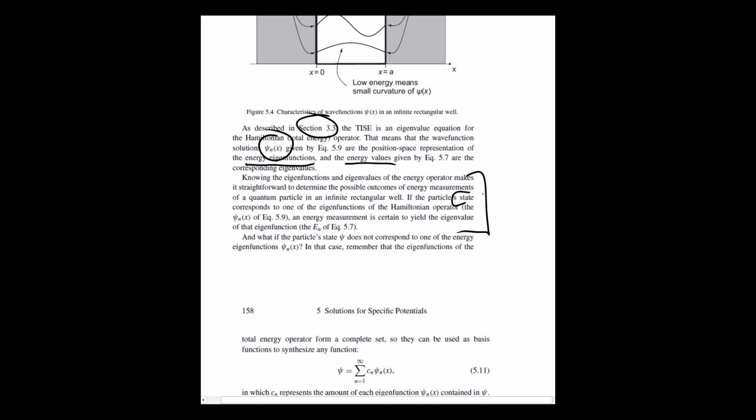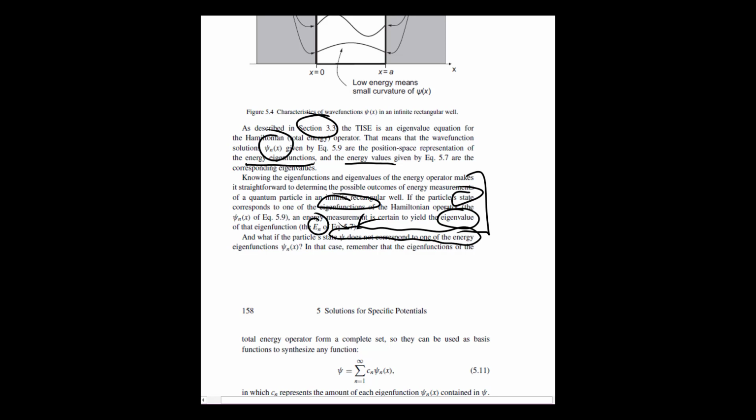As it says here, if the particle state happens to correspond to one of the eigenfunctions of the Hamiltonian operator, energy measurement will definitely give you a result that is the eigenvalue associated with that eigenfunction. That is the E sub n that we show in equation 5.7. But what if the state is not one of the energy eigenfunctions? How do we get the expectation value then?